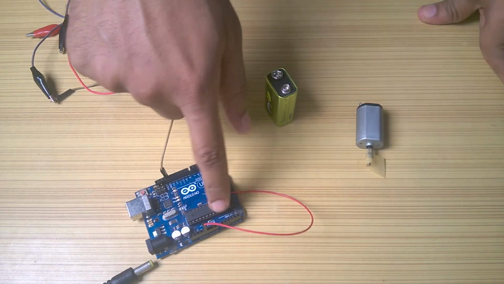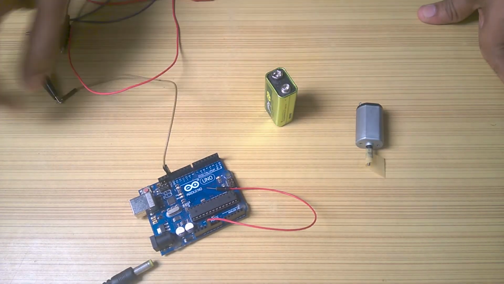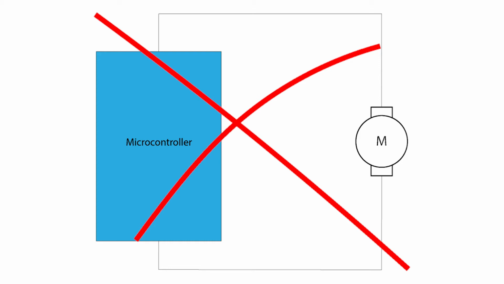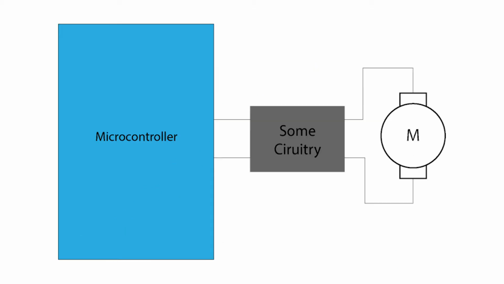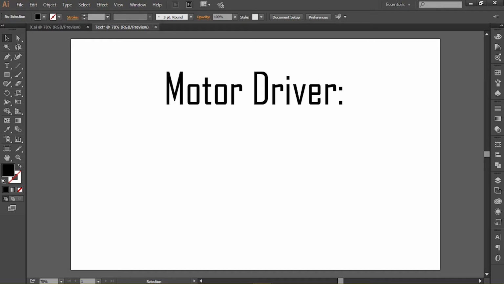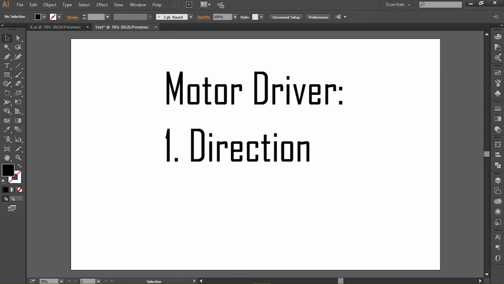This tells us why we can't use a microcontroller directly with a motor and need some circuit in between them to safely and efficiently control the motors. That circuit will be the motor driver circuit. A motor driver circuit should serve two purposes at bare minimum. First, controlling the rotation direction of the motor, and second, controlling the speed of the motor.